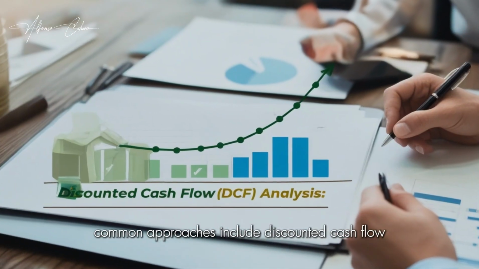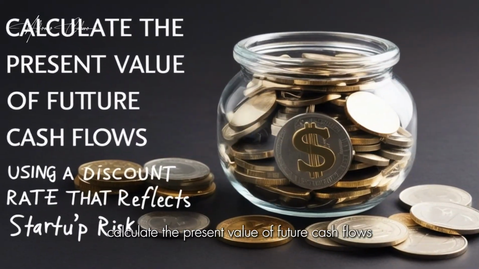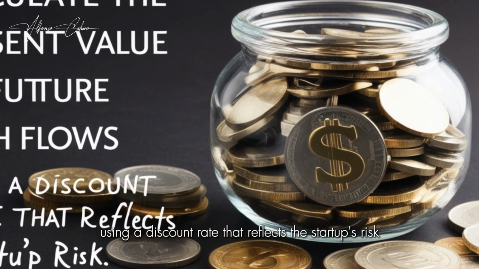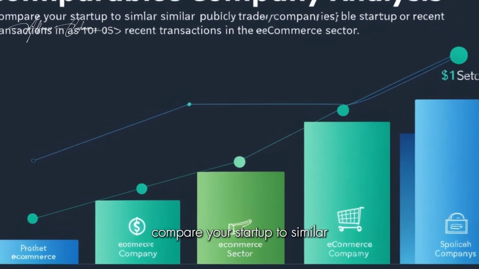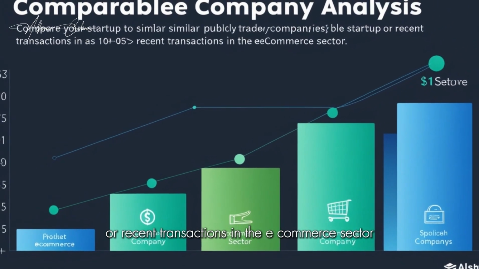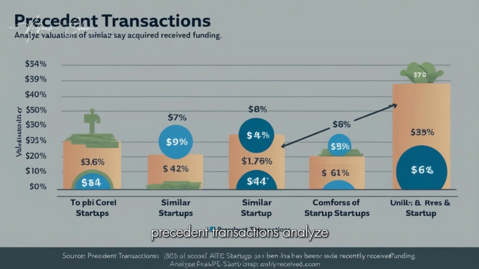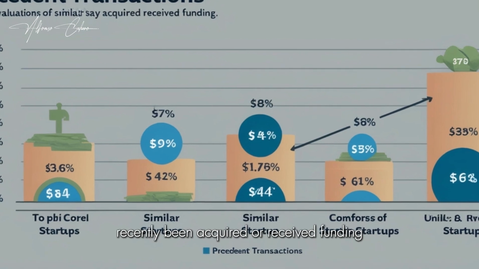Common approaches include discounted cash flow, DCF, analysis. Calculate the present value of future cash flows using a discount rate that reflects the startup's risk. Comparable company analysis. Compare your startup to similar publicly traded companies or recent transactions in the e-commerce sector. Precedent transactions. Analyze valuations of similar startups that have recently been acquired or received funding.